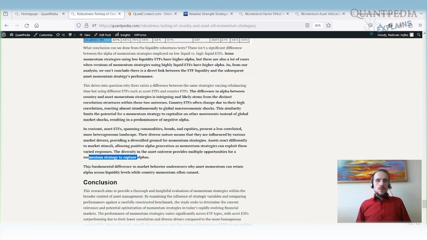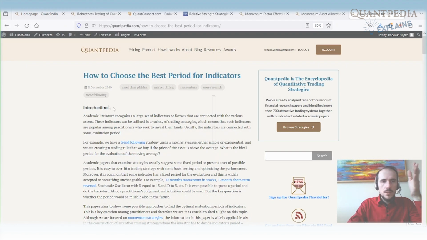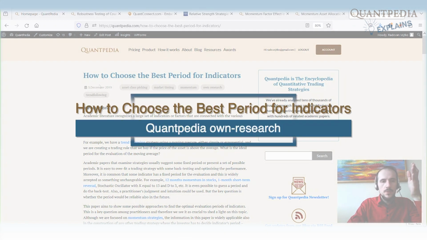The momentum strategy works best when you have a diversified portfolio, and it is not working so well when your portfolio is highly correlated. So that's the main conclusion from our robustness testing. And you can also use this article as a framework for how to do robustness testing of your own strategies. If you are interested in robustness testing, you may also check our previous article, which is 4 or 5 years old, but it's still interesting.